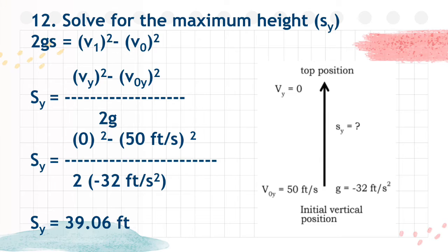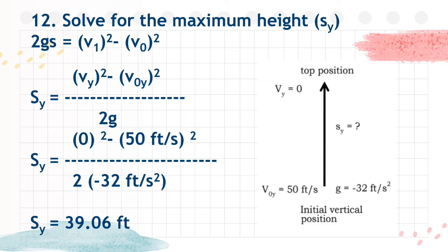For number 12, solve for the maximum height. To solve for the maximum height, we consider vertical motion and apply kinematic equations. So we are going to use kinematic equation number 4, which is 2 times acceleration due to gravity times distance is equal to final velocity raised to 2 minus initial velocity raised to 2. So to isolate distance, we are going to divide both sides by 2g. Hence, our equation now is distance is equal to final velocity raised to 2 minus initial velocity raised to 2 all over 2 times acceleration due to gravity.